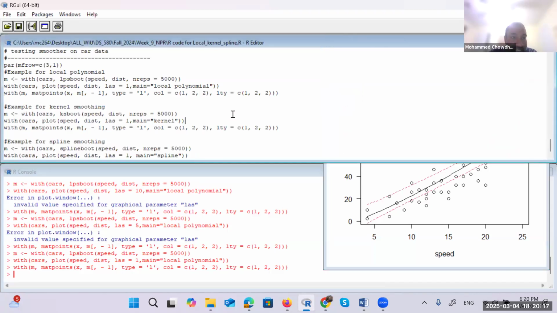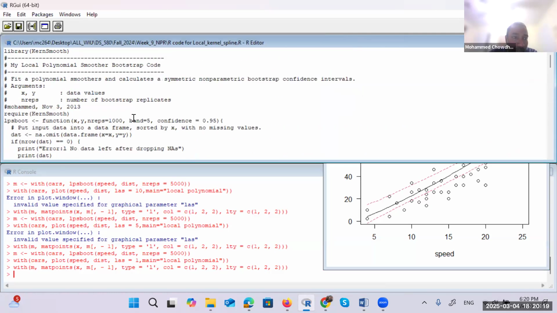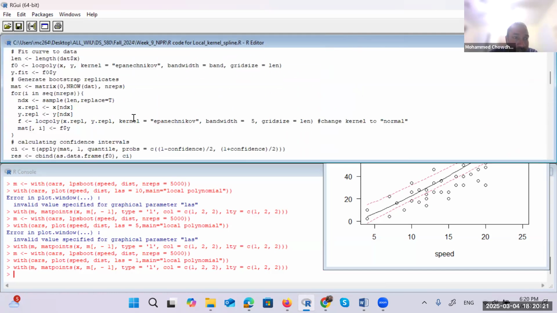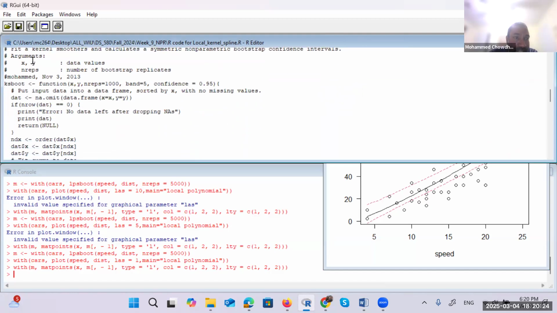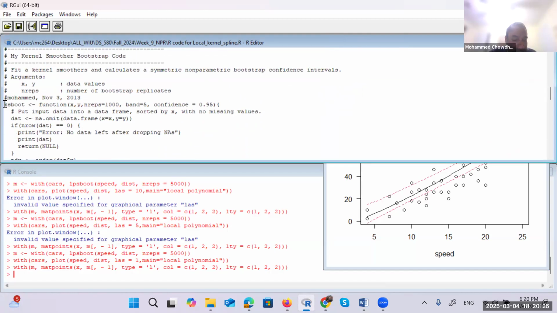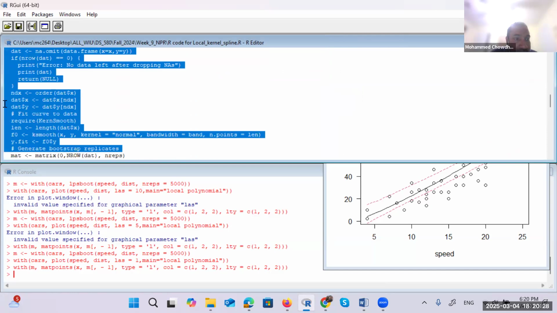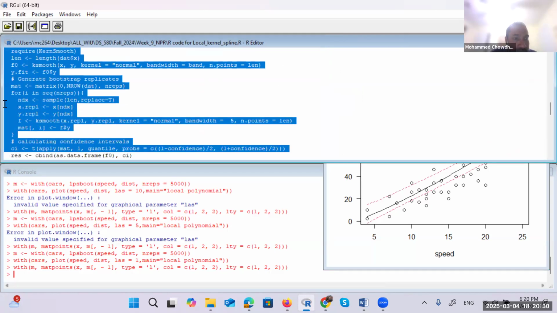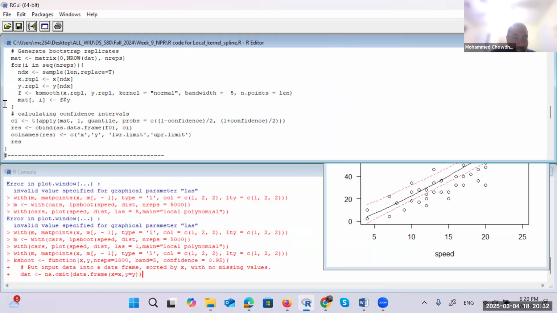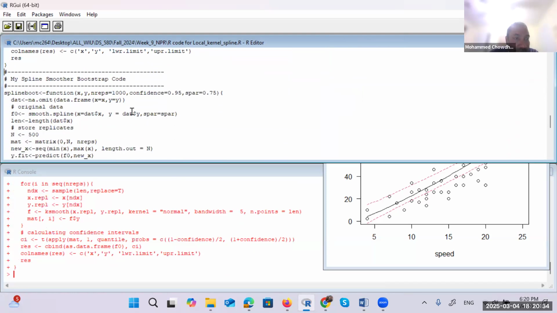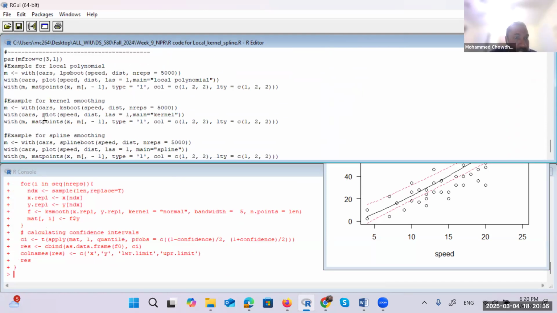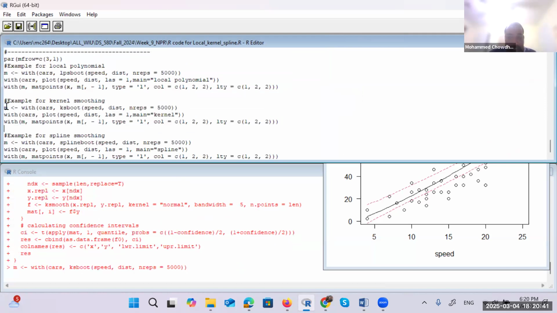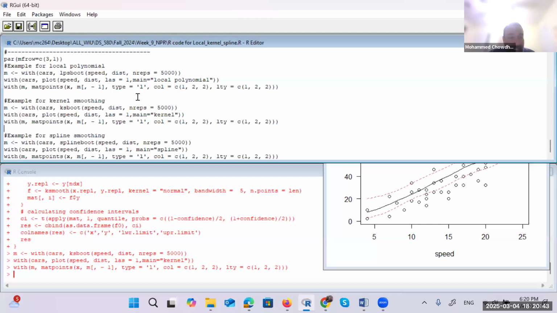Okay. Before focusing on these things, this is called the local polynomial. Next one, it is called the kernel. Okay. So you can use either local polynomial or kernel. This is the kernel one. After running the kernel one, I have to come down in here. This is for the kernel. If I run these things, then this is the curve I will get for the kernel.